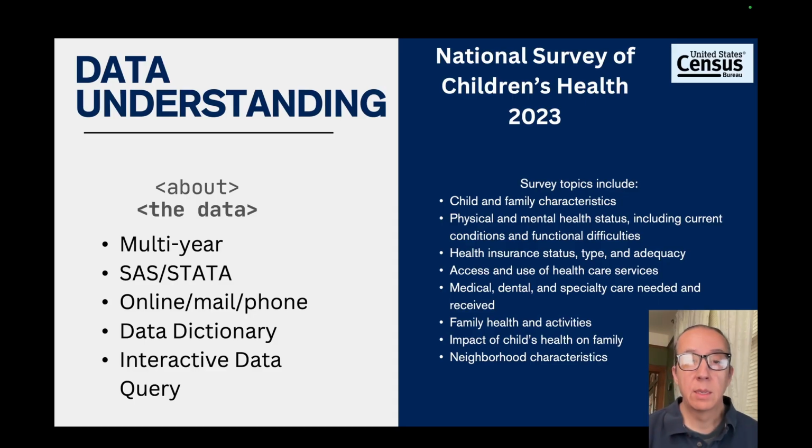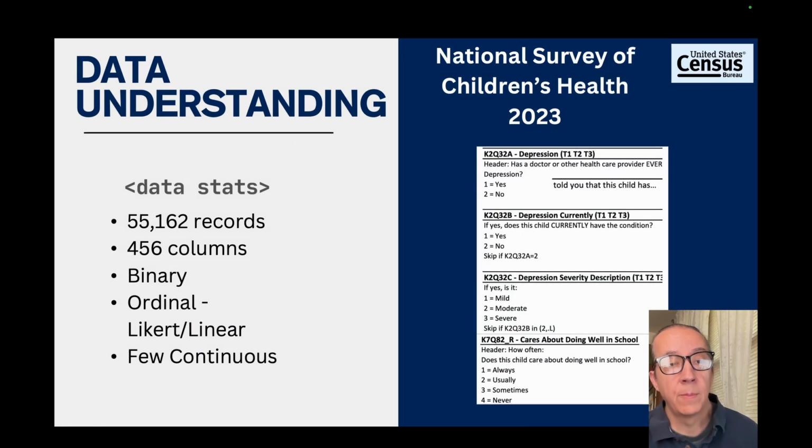Some of the survey topics you can see over here: child and family characteristics, physical and mental health status, health insurance, access to healthcare, medical, dental, family health and activities, the impact of a child's health on the family, as well as even neighborhood characteristics and statistics.